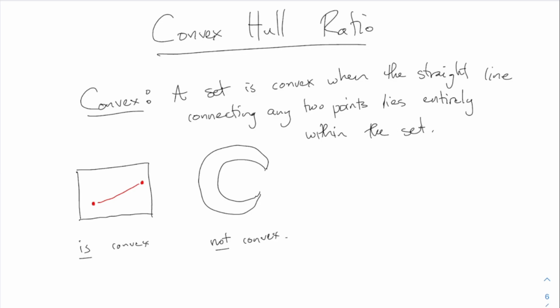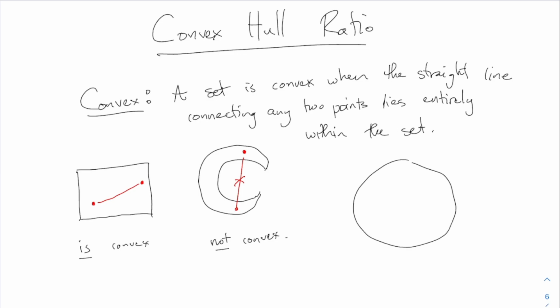So the square is convex. This crescent type shape is not convex. It's because I can take a point up here and a point down here, and the straight line connecting them goes outside. That's why that shape is not convex, because it has a straight line connecting them which leaves the shape. Convex means the straight line between any 2 points lies entirely inside of the set.